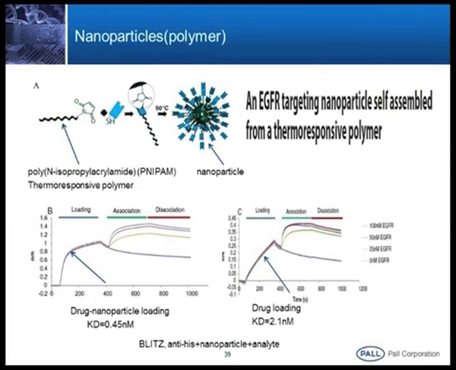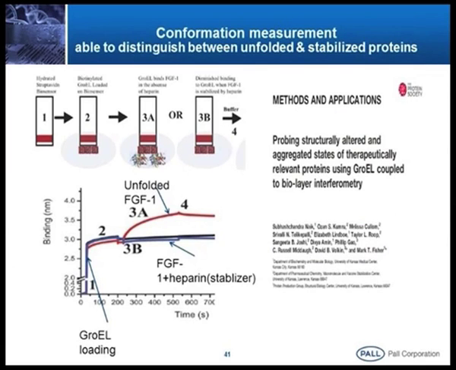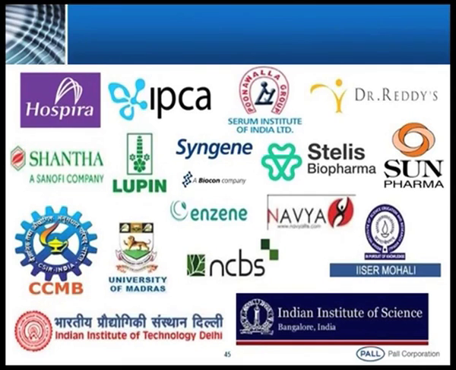So nanoparticles, recently, this is an EGFR targeting nanoparticle with a thermoresponsive polymer. This is one of the drugs they made into a nanoparticle, then they targeted it for EGFR, and liposome we have. We can use it for multiple applications. Here I am going to conformational measurement, folding, unfolding and all. Right now this kind of application is being done at IIT Delhi, where Professor Tapan Chaudhary is working in this area. So in India we have installations everywhere, in industry as well as academia.